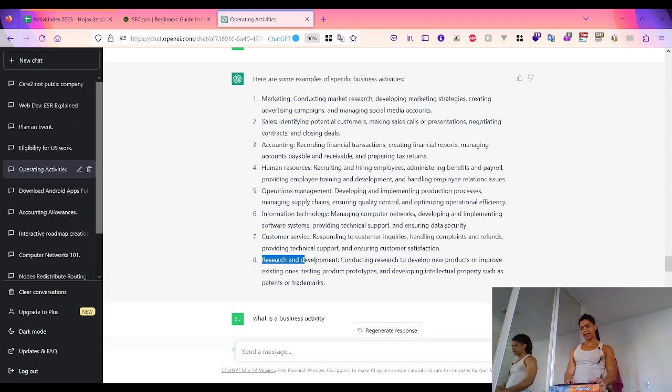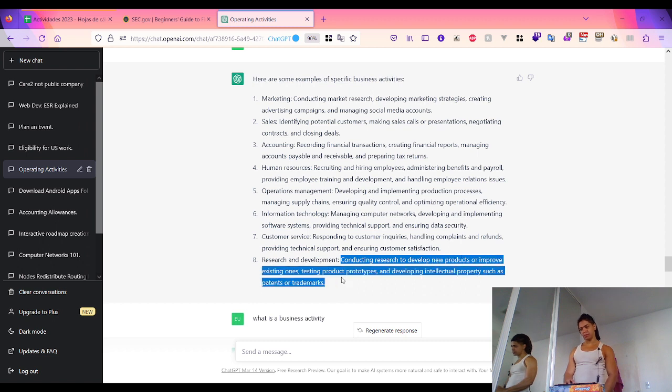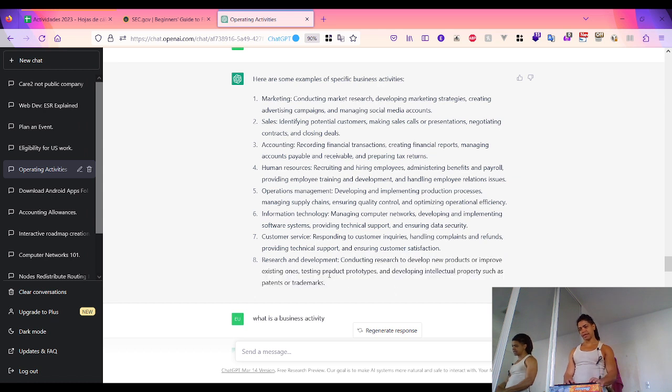Then you have research and development: conducting research to develop new products or improve existing ones, testing product prototypes, and developing intellectual property such as patents or trademarks.